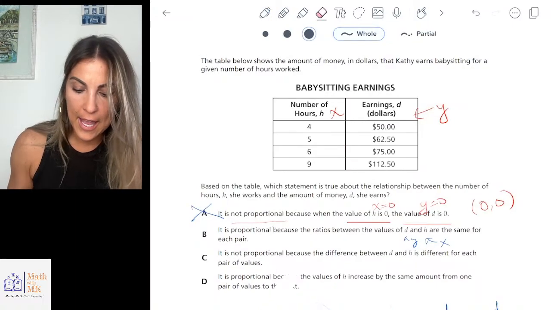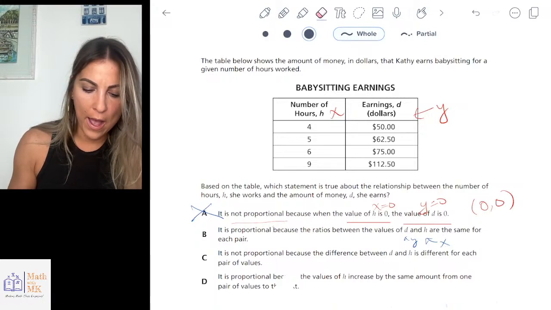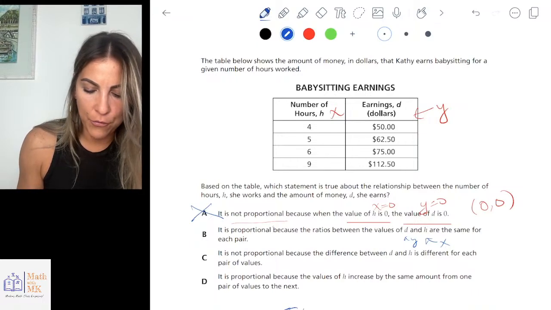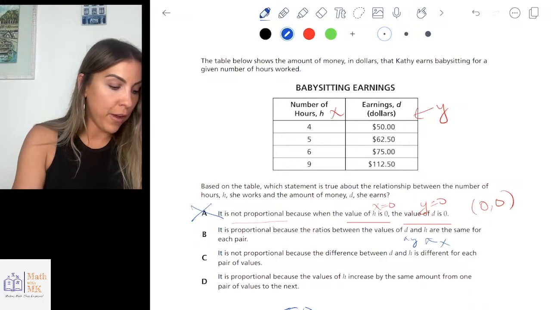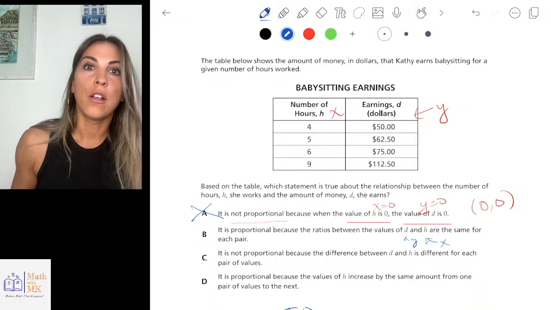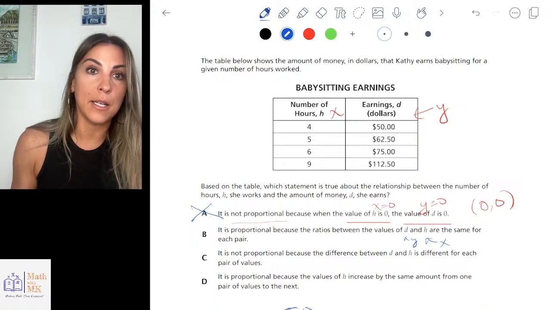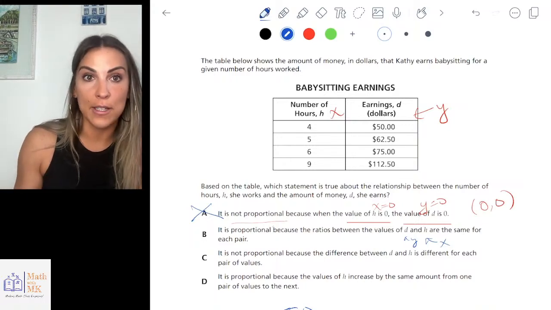So we're going to take any of the ordered pairs from this table and we're going to divide Y over X. So we can start with the first one. My Y is 50 and my X is 4. So if I go ahead and divide 50 by 4, then I'm going to get 12.5 as what looks like it would be the constant of proportionality, but I can't call it that unless it's actually constant throughout the rest of the table.